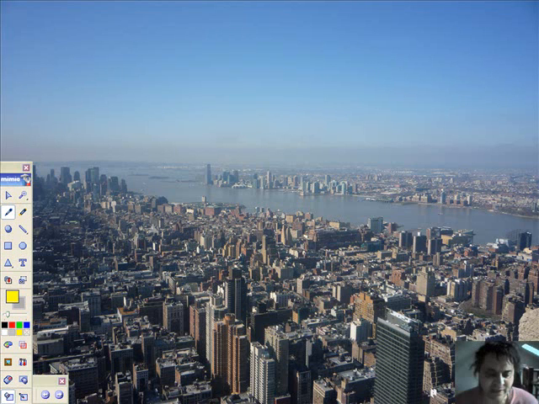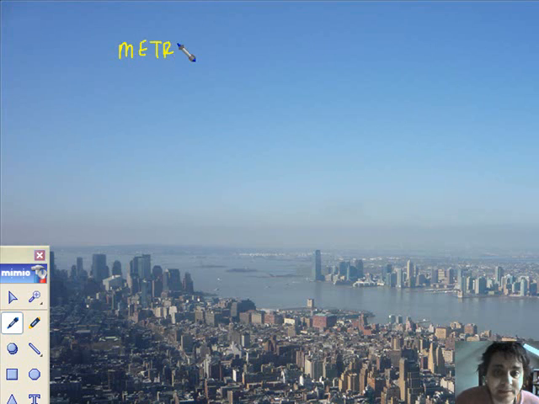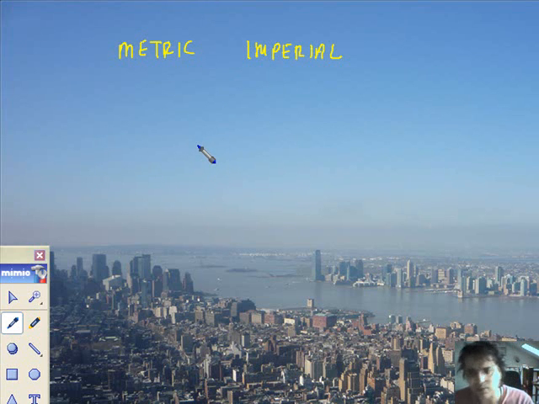Section 12.3 deals with converting between metric units and imperial units. So here we go, metric is based on the meter, and the imperial units are the British units. So for example, instead of kilograms we'll have pounds, instead of kilometers we'll have miles, instead of liters we'll have gallons, and instead of centimeters we'll have inches.